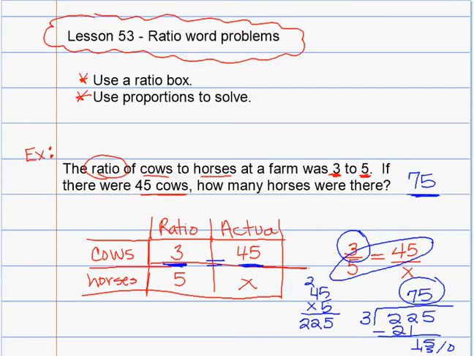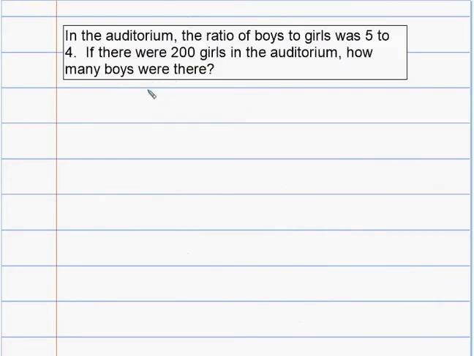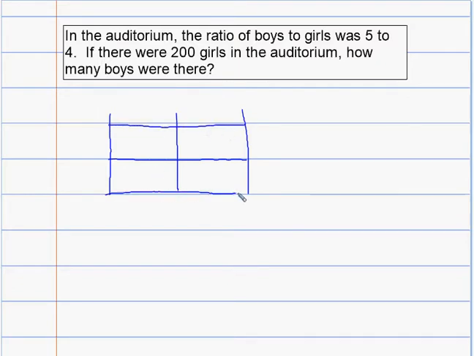Let's do one more problem. In the auditorium, the ratio of boys to girls was 5 to 4. If there were 200 girls in the auditorium, how many boys were there? Okay, so when I see ratios and things like this, I'm going to automatically draw a ratio box, especially when they're talking about the number that we know in the ratio and then the number that there are actual. Again, it just helps me organize my information.